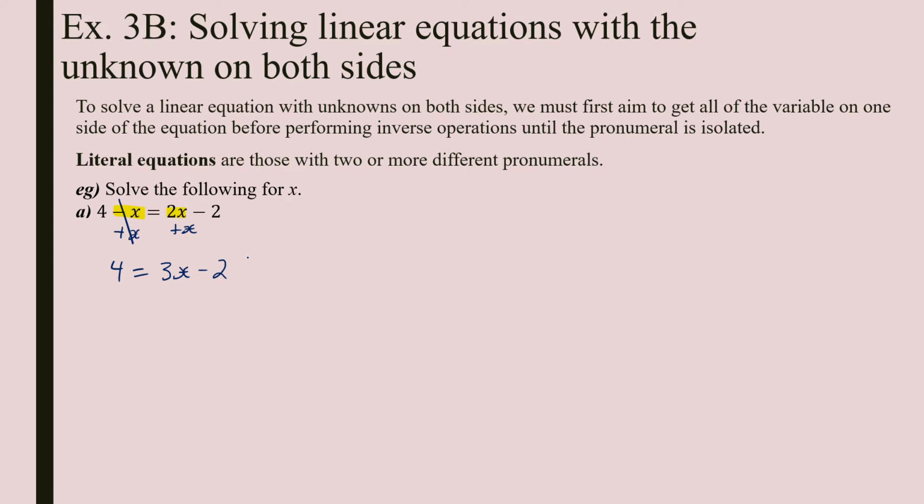Now it does not matter which side of the equal sign your pronumeral ends up on, you'll get the same answer either way. Okay. We now continue to work back for x. So I'm going to reverse the minus 2 by adding 2 to both sides, leaving us with 6 equals 3x, and then we divide both sides by 3, of course, to leave us with x equals 2 or 2 equals x.